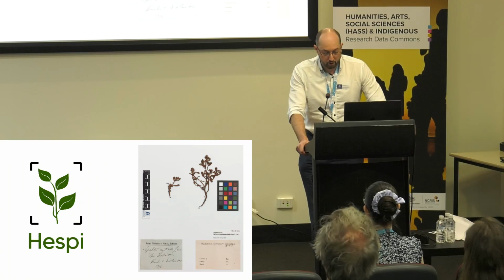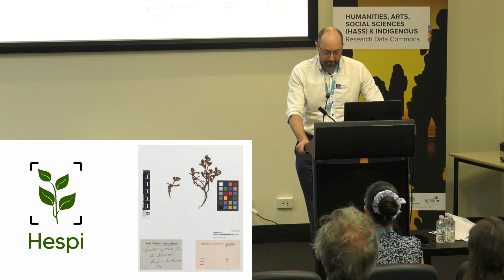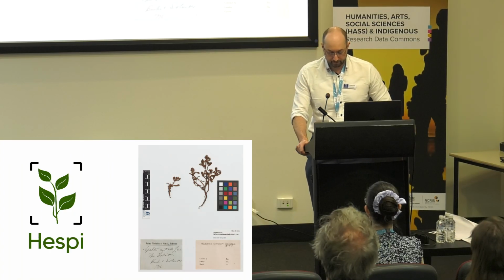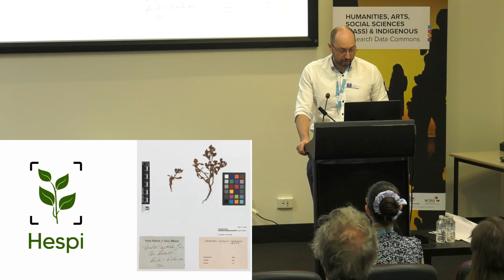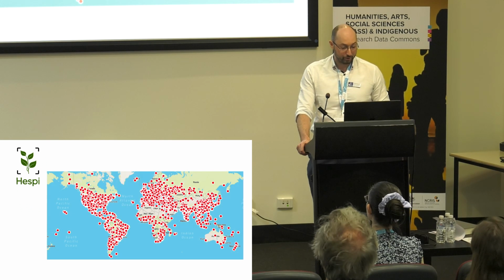Worldwide, there are about 400 million specimens held in 4,000 herbaria around the world. They're a treasure trove of biodiversity data, but the information on these labels has to be digitised first. And at the current rate, that's going to take decades. So that's why we created this software. So here's the one from Joseph Banks. Here are all the herbaria around the world.